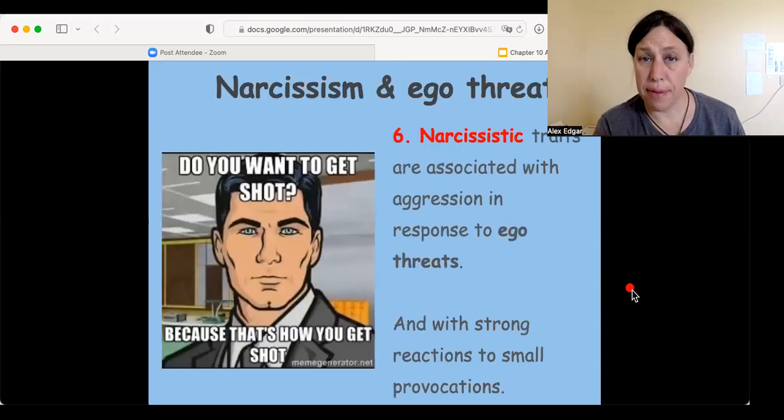Okay. Narcissistic and ego threats. Narcissism is correlated with aggression and with strong reactions to small provocations.